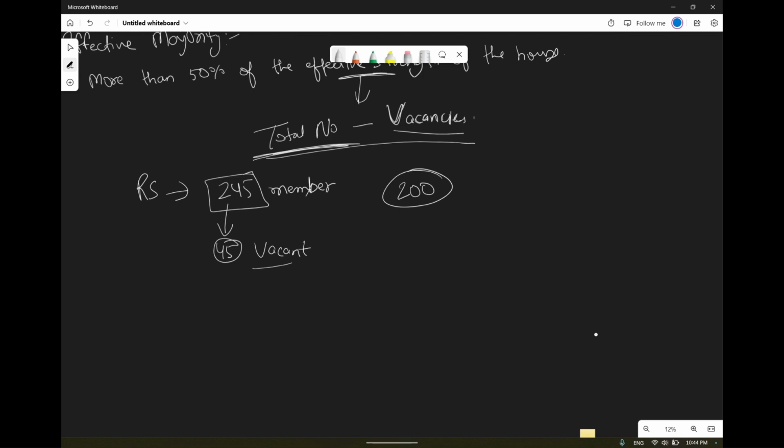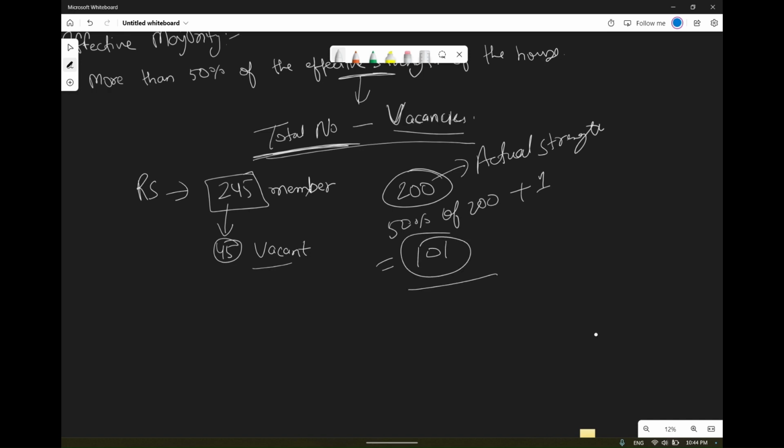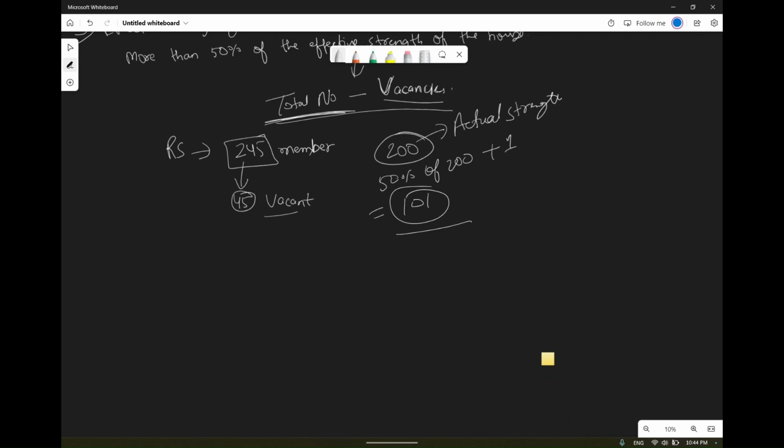So not the total, the actual strength of the Rajya Sabha is 200 now. Now the effective majority is 50% of 200 plus 1, that is 101. In that case, this effective majority is required. And when the effective strength of the house is calculated, in the Constitution, wherever the term "all the then members" is used in relation to any vote and elections for the Parliament, it denotes the effective majority.